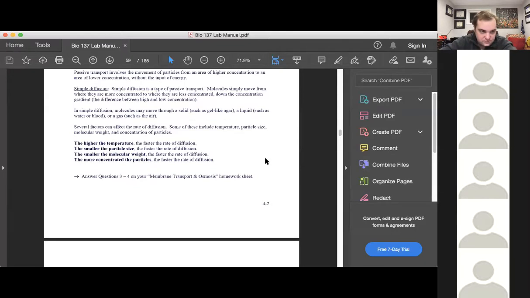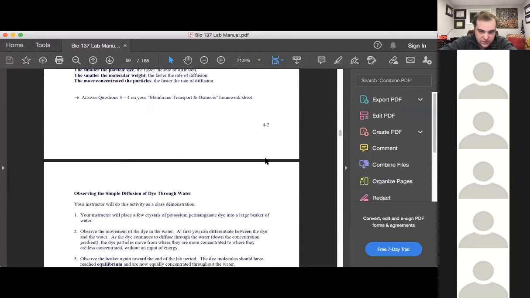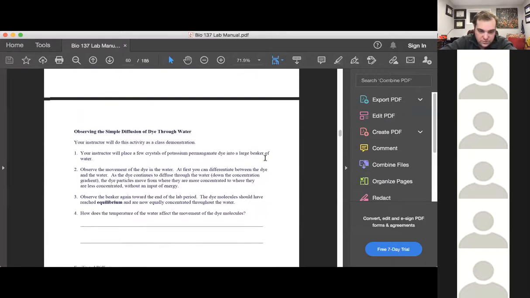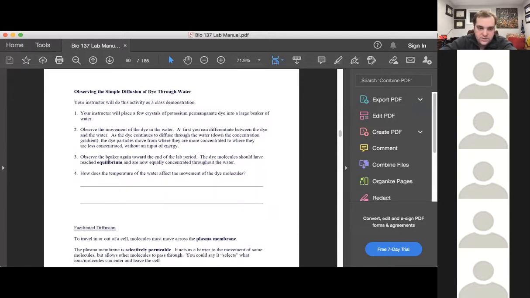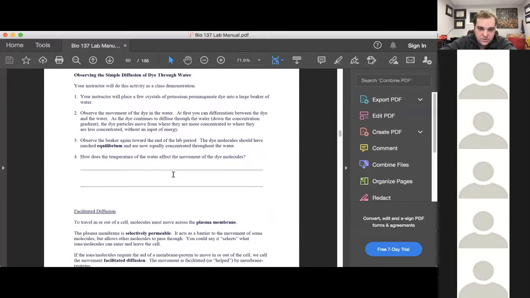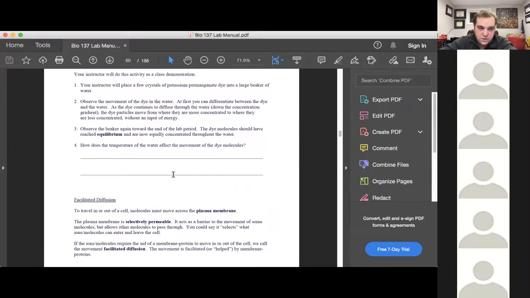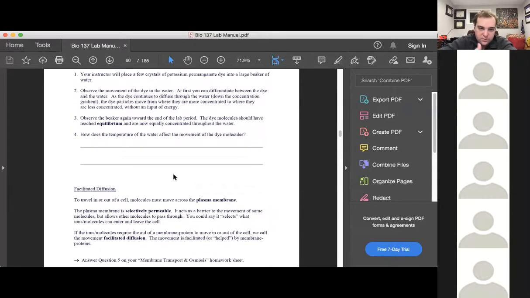Okay. Now I'm going to scroll down here to page 4.3, where we would do this. This is what I just talked about, right? I want to note this word equilibrium because it's bolded. Equilibrium basically means where you have equal concentrations of dye and water. This would be the end game, right? Eventually, over time, these two concentrations would equal out, and you'd see a uniform color.